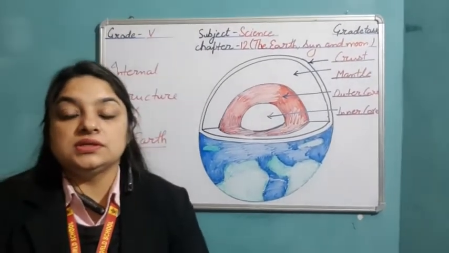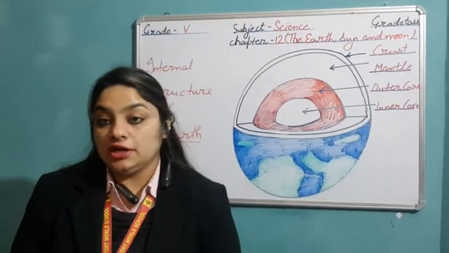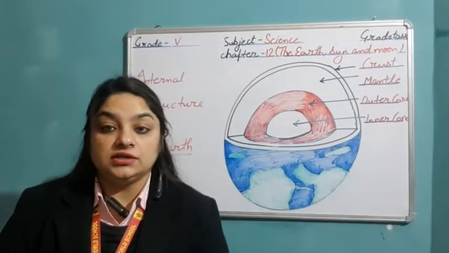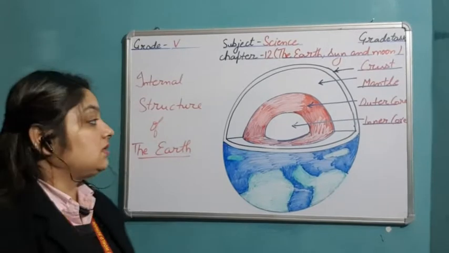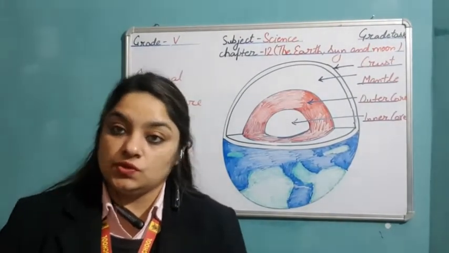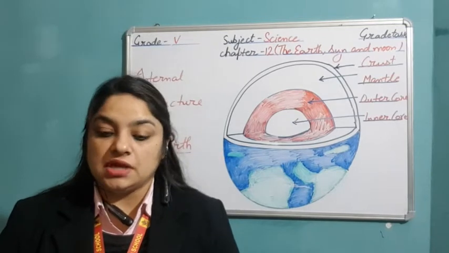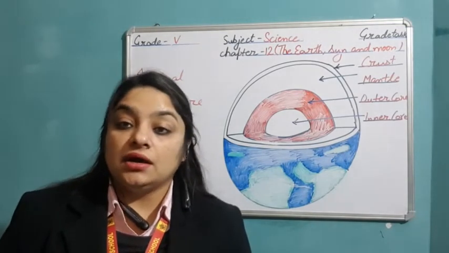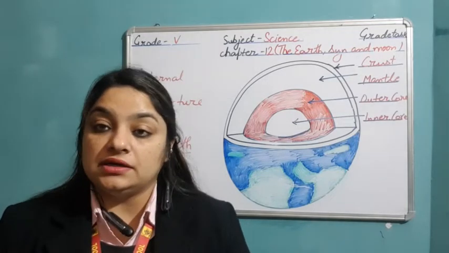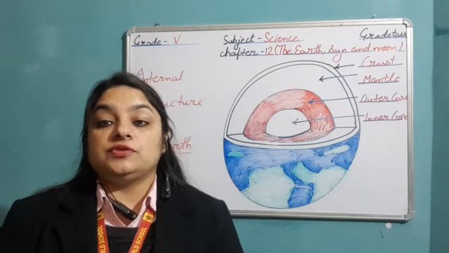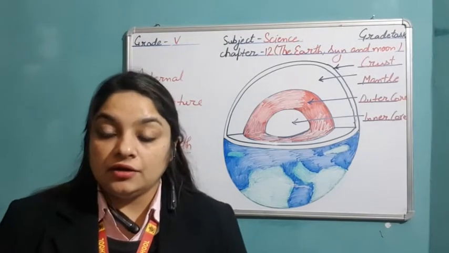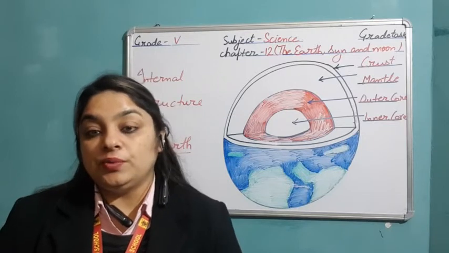Next one is Earth. Before we start with the internal structure of the Earth, first, what is Earth? It is the third planet in the solar system, the planet where life exists. Now, what is the reason why life exists on the Earth and not on the other planets? Because of the presence of air and water. These are the two main reasons.